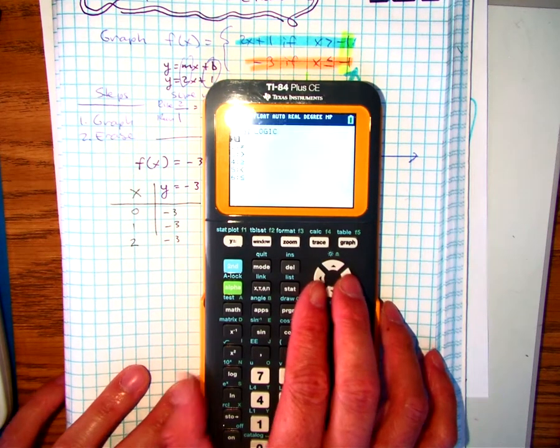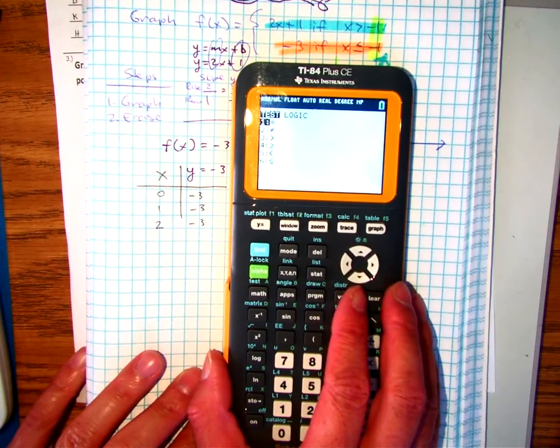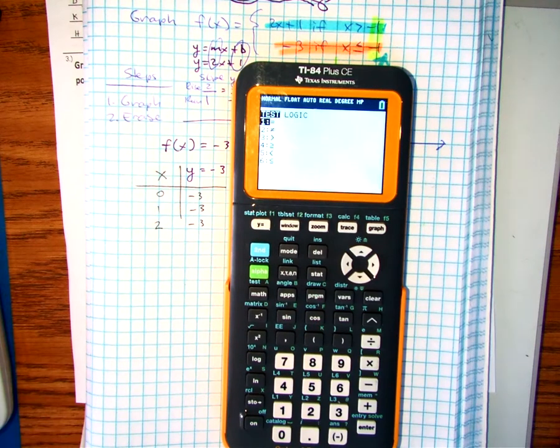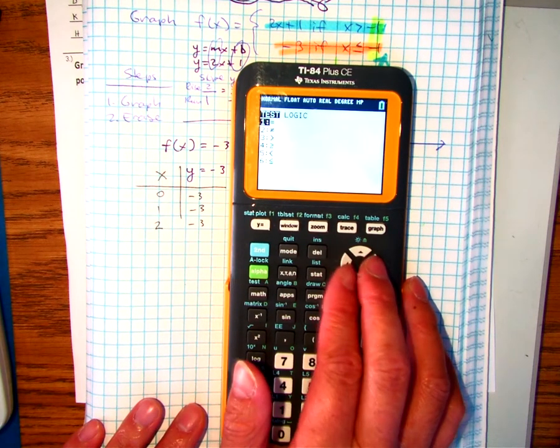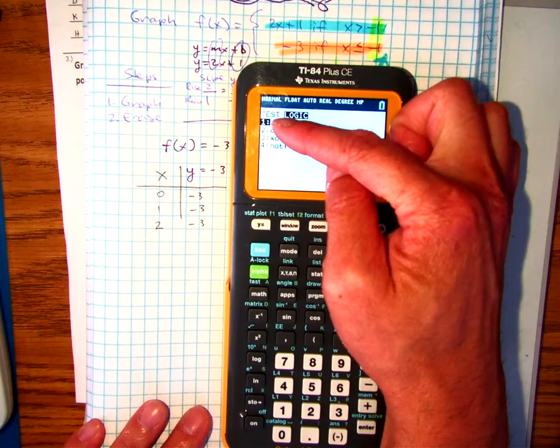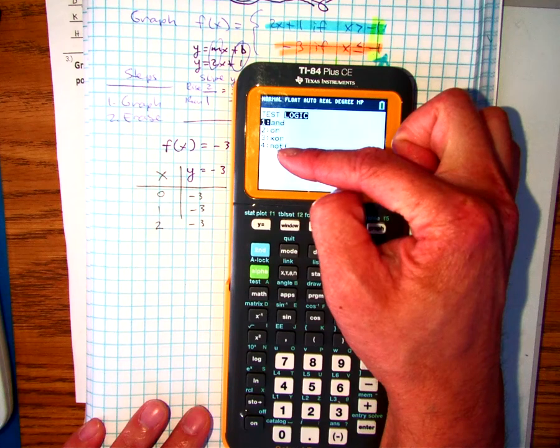Now, here I want to show you, if you ever have an inequality where there are 3 pieces and it's a compound, like x is greater than -1 and greater than +1, you can go over to logic and it has the words and, or. Okay?